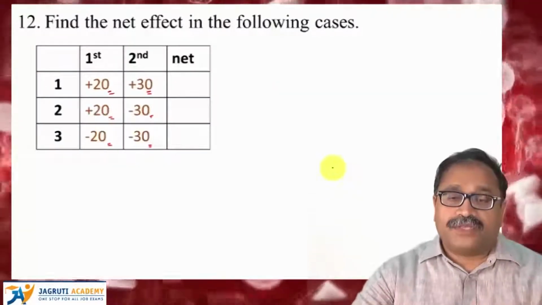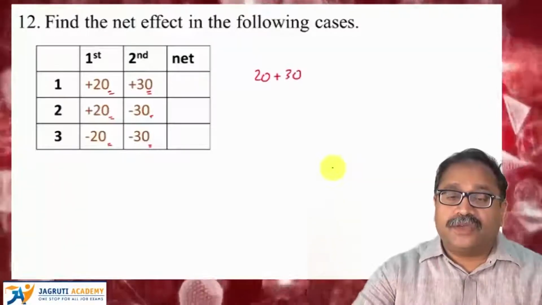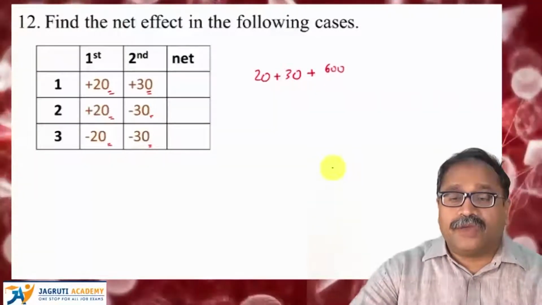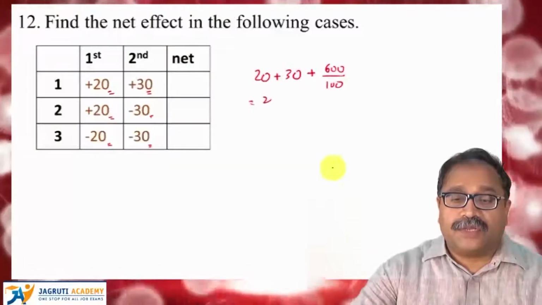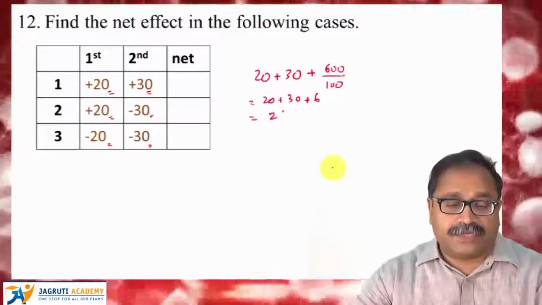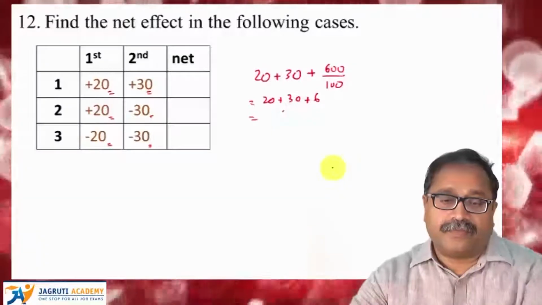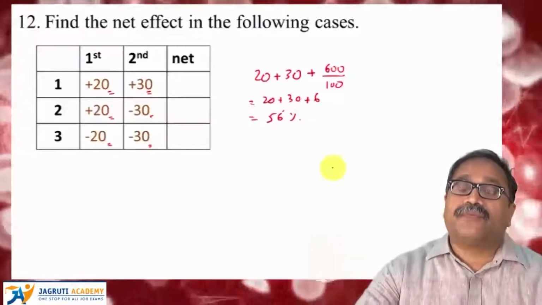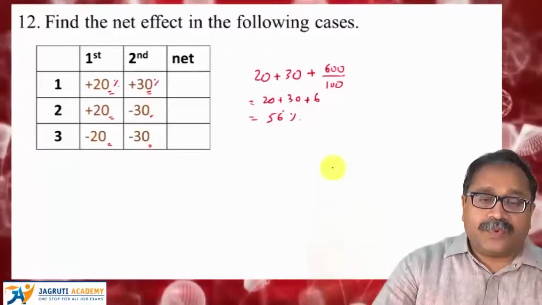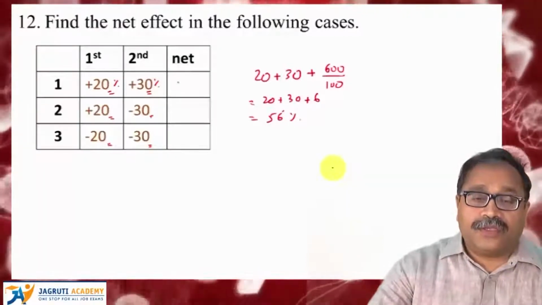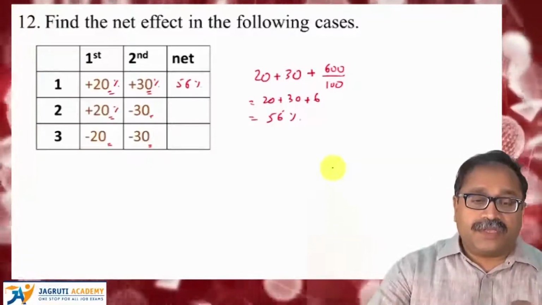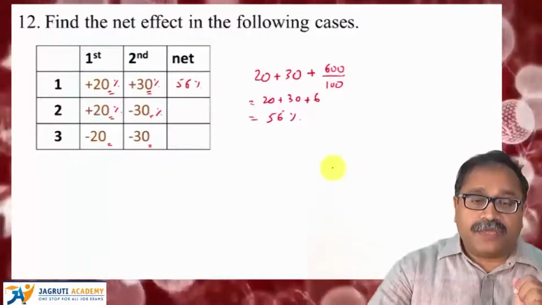The first one, 20 plus 30 plus 20 into 30, that is 600, and 600 by 100. So that's 20 plus 30 plus 6, which is equal to 56. So 56%. So if a number is first increased by 20% and then increased by 30%, it overall increases by 56%. Similarly the second one, a number first increased by 20%, then decreased by 30%.